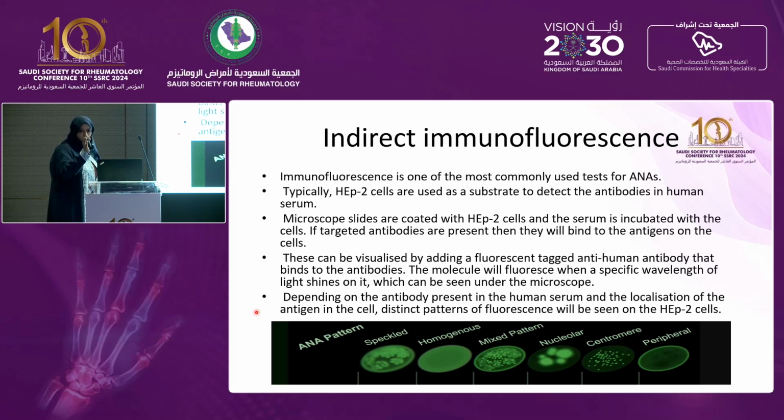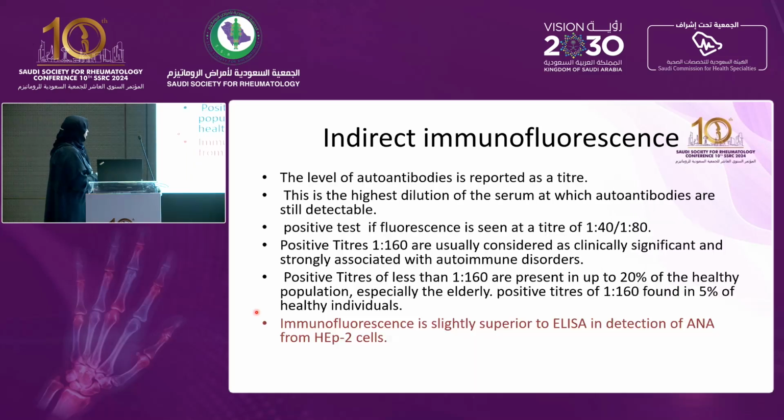It is not important now to see what the type is, or whether you can recognize it under the microscope. But we have speckled, homogeneous, mixed, nuclear, centromere and peripheral patterns, and each one is specific to each type of antibody. So by immunofluorescence, we can see the positive test and the titer of the antibody. It is positive or negative.